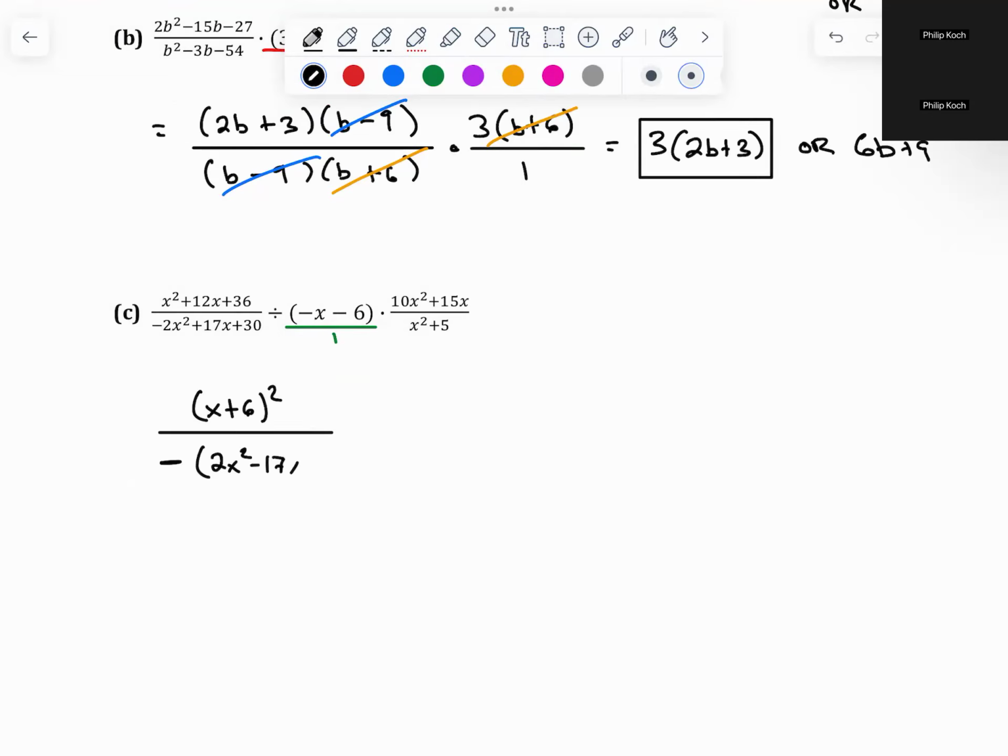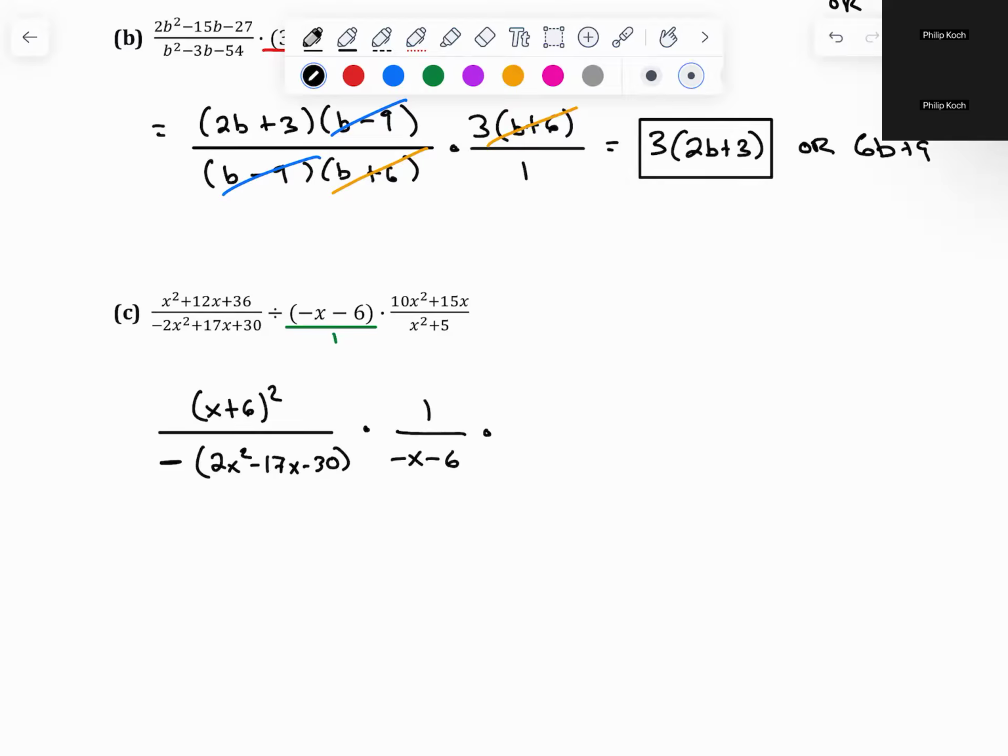Minus 17x minus 30. It's not wrong to keep the negative sign there and factor. It's just for my sanity, I like to see it with a positive leading coefficient. So I typically avoid that. Then we were dividing by negative x minus 6 over 1. So now we're multiplying by 1 over negative x minus 6.